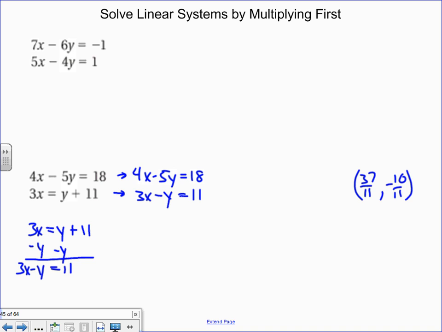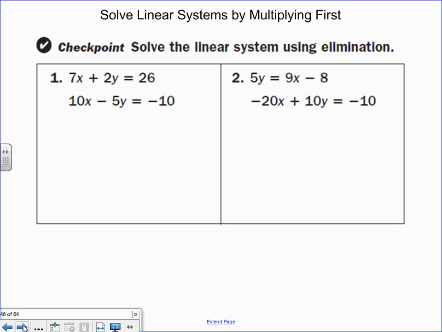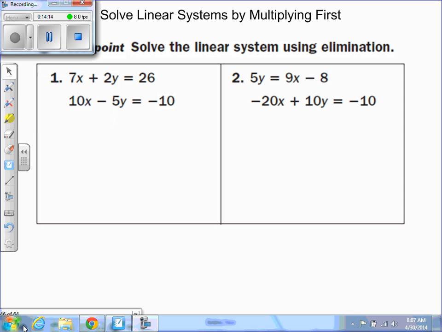and then also go ahead and work on these last two checkpoint problems. Again, in number 2, you are going to have to rearrange that problem. You'll have to rearrange the first equation in that problem to make it look like the second equation before you can go ahead and multiply and eliminate.